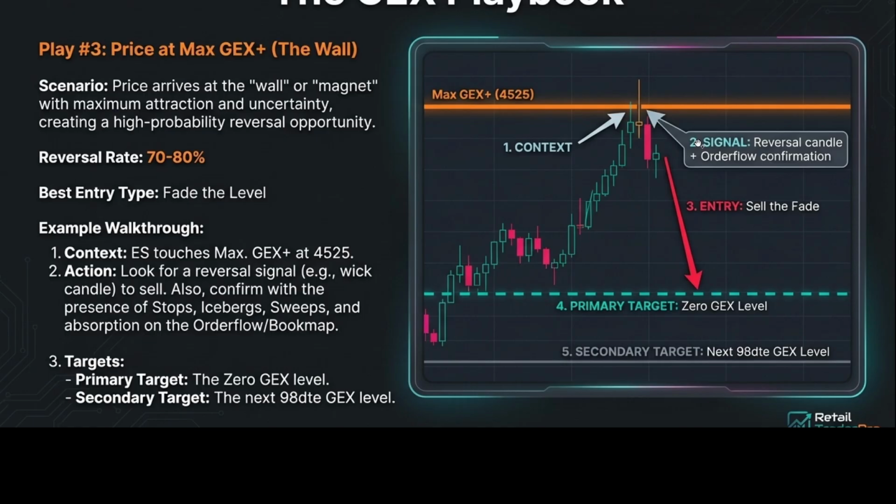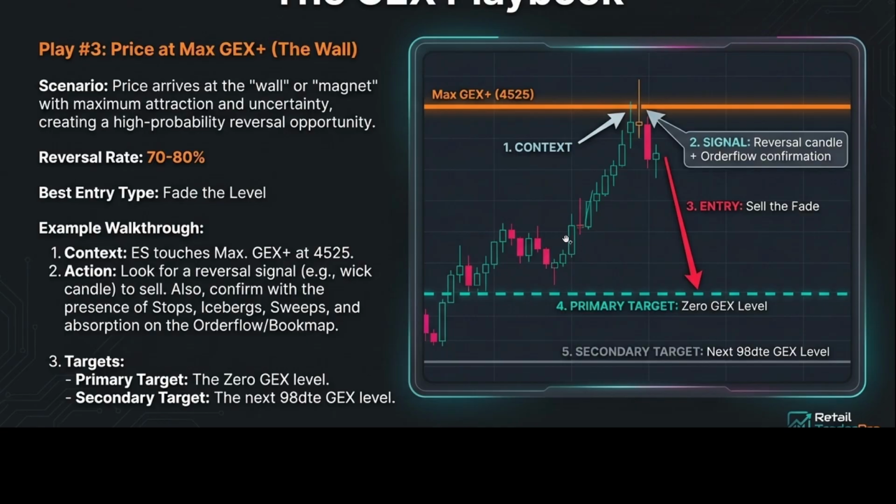In this case, how do you see here? You see the reversal candle plus order flow confirmation. This gives us good signs to take a trade at the max GEX level. For example, ES touched the max GEX level at 45, 25 number levels, and look for a reversal sign. Example, a weak candle to sell. Also confirm with the presence of stop iceberg sweeps and absorption and the order flow bookmap.